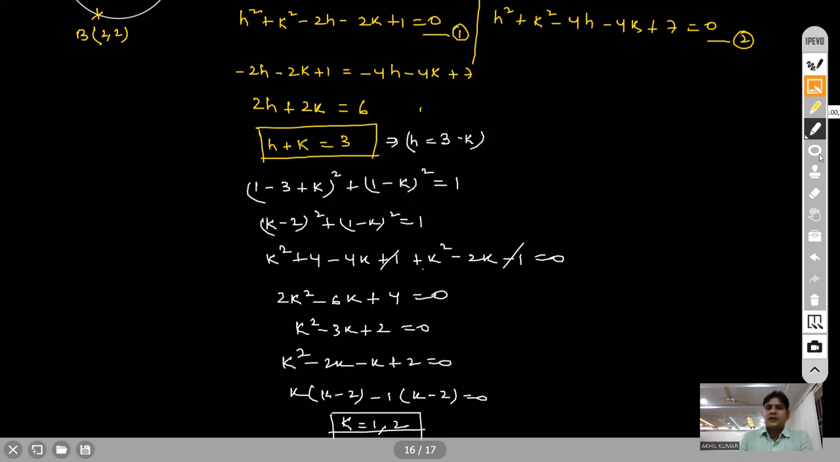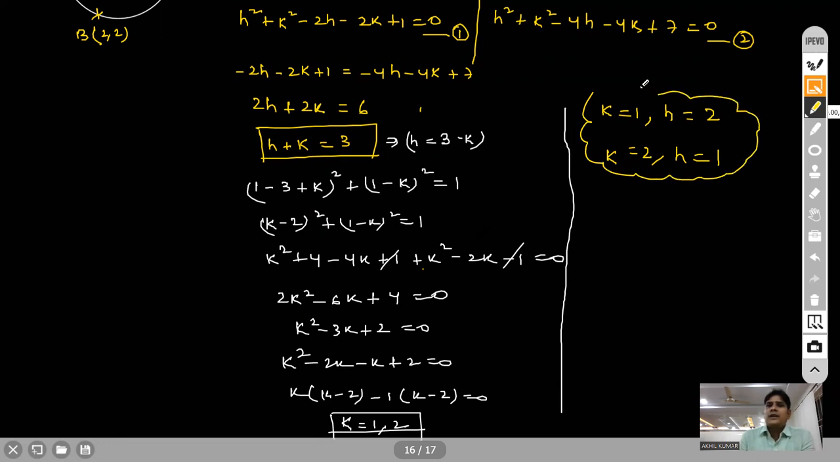Okay, so putting k equal to 1, what will our h be? Our h will become 3 minus 1, that is 2. And when k is equal to 2, our h will become 1. So when k is 1, h is 2, and when k is 2, h is 1.